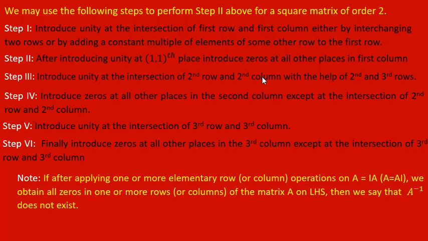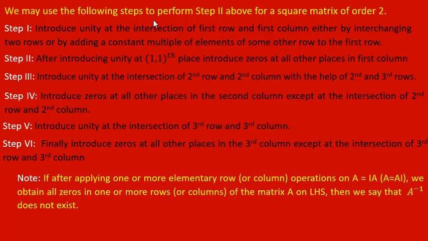I can say that easily, right? So your first step will be to introduce unity at the intersection of the first row and first column, either by interchanging two rows or by adding a constant multiple of elements of some other row to the first row. As we solve the problem, you will understand these steps in a clearer way.